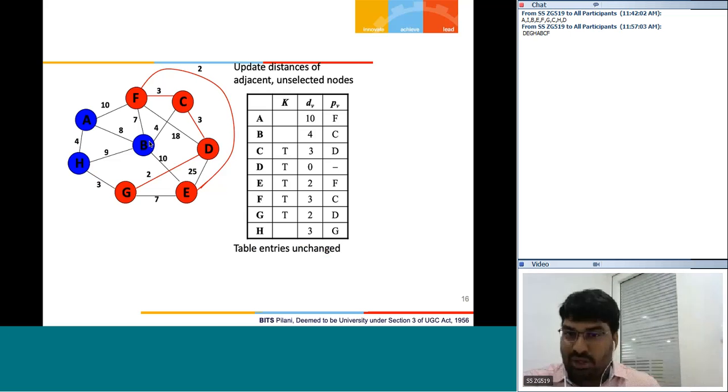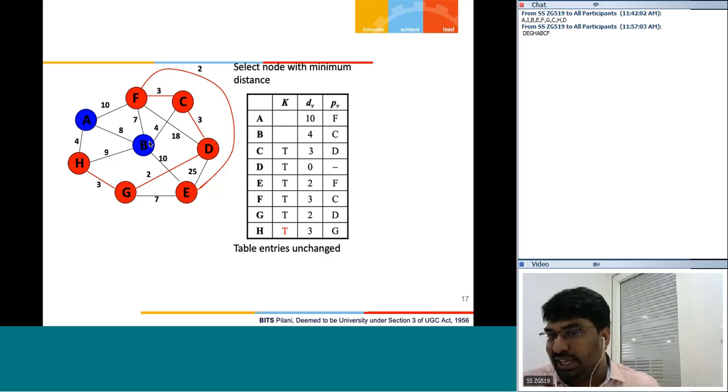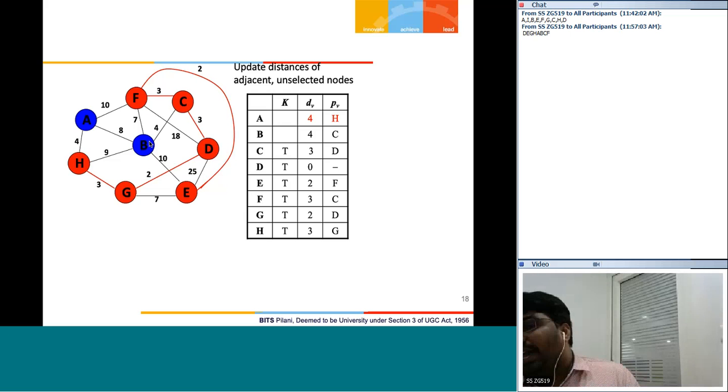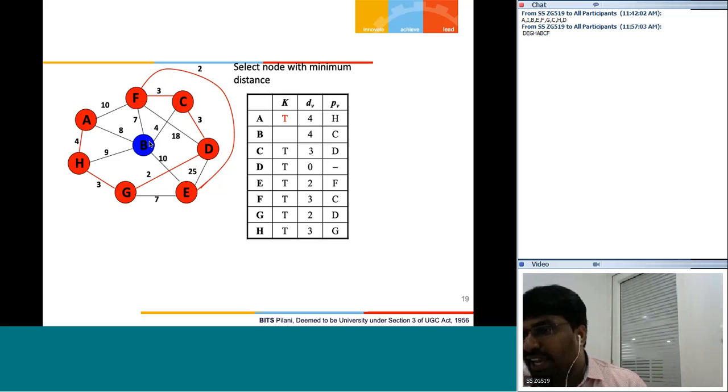After H, I will update A. Instead of 10, it is becoming 4, and A's parent is H. Now, which edge will I choose? You can choose either B or A. Anything you can choose. So let me choose A. Yeah, perfect. After that, it is finally B.